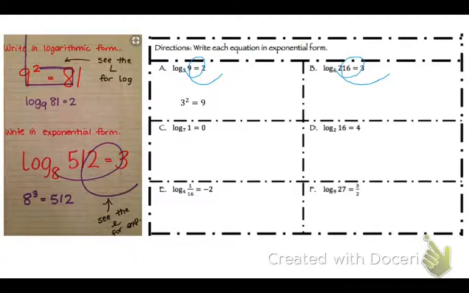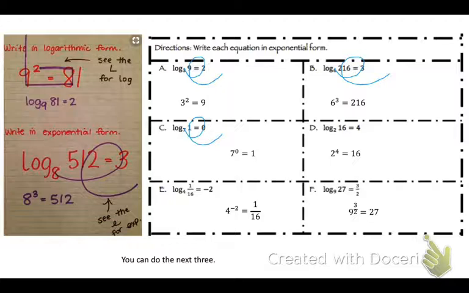This will be 6 cubed equals 216, which is also true, so we're good. 7 to the 0 power equals 1. Awesome, we're good there. And then you can do the next 3, and there's those answers so you can check them.